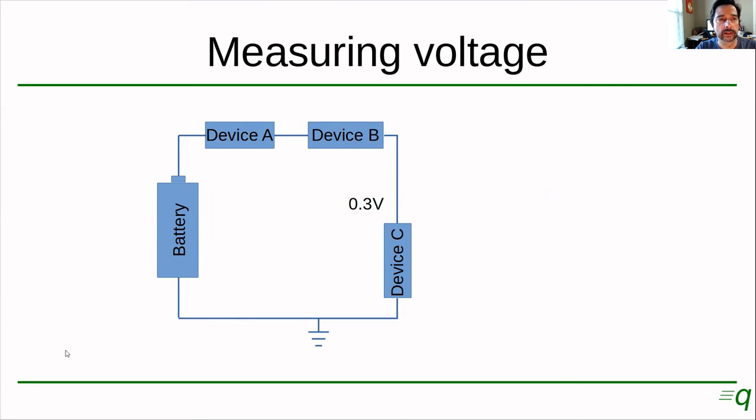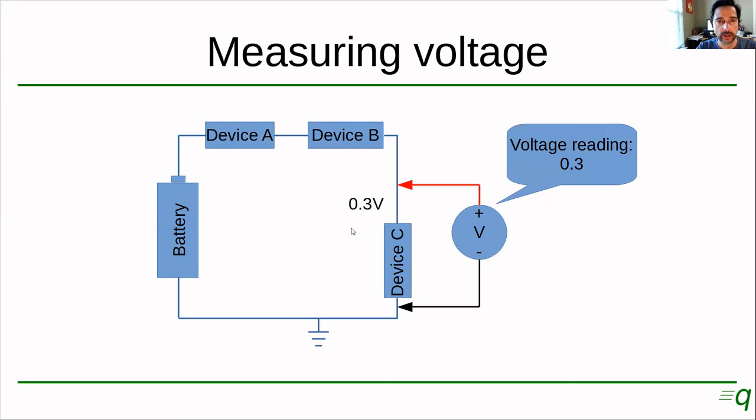So let's go back to the same circuit. We have the negative terminal of the battery connected to ground, and then we have our device C, and as you recall from the previous example, we had 0.3 volts here. So if we want to measure this voltage, we connect a voltmeter here and here, the positive terminal here and the negative terminal here. And the voltage reading is going to be 0.3, right? Which is the 0.3 volts that we have here.